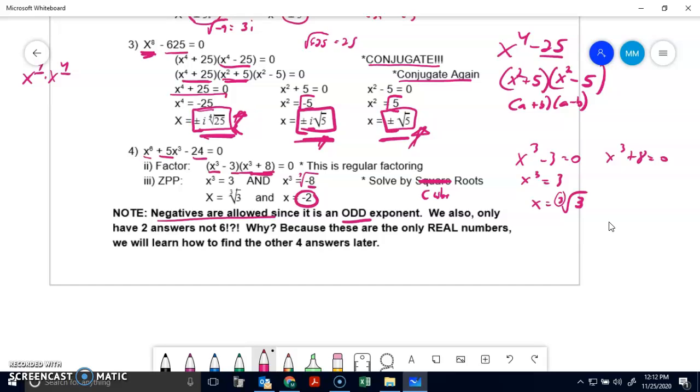Now, there aren't 6 answers here. There's only 2, and we're going to talk about how to get those. We'll learn that later, how to get the other 4 answers. So don't worry about that now. Just try to solve for those real roots. These are the only real answers. Negative 2 and the cubed root of 3 are the only 2 real answers. There's 4 imaginary that we'll learn how to find later, actually Thursday.